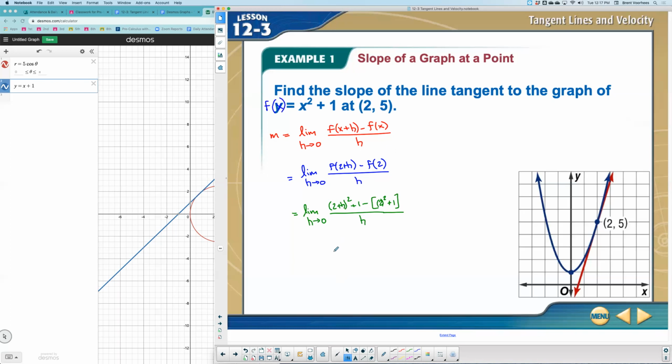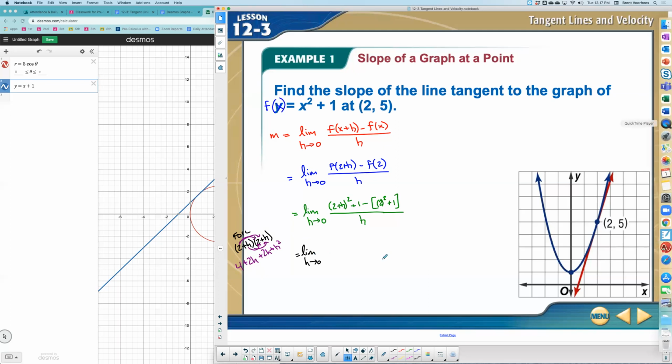And so now it just becomes a game of simplifying this. What do I have here? 2 plus h times 2 plus h. We can FOIL that out right here. When I FOIL this out, we have 2 times 2, which is 4. There we go. 2 times h is 2h. h times 2 is another 2h. And then h times h is h squared.